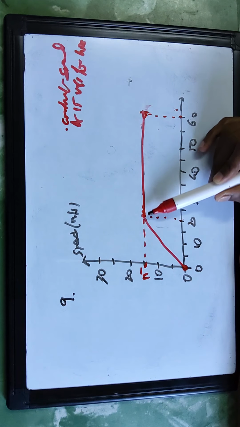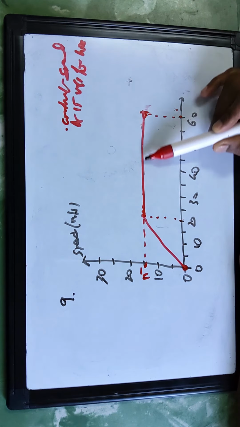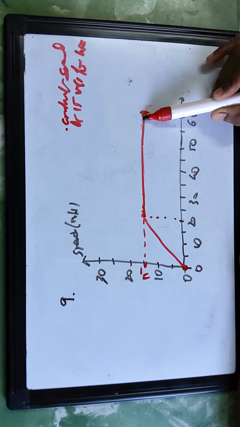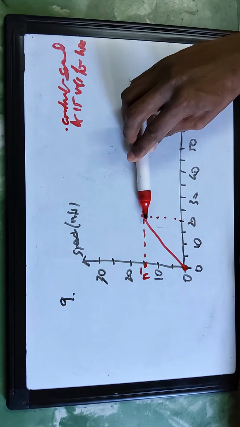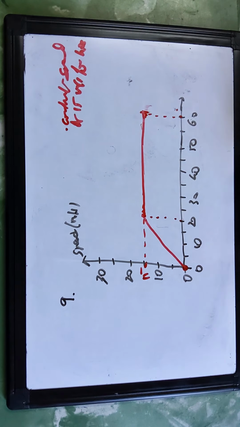So it is moving at constant speed, no acceleration. The gradient actually is acceleration. So no acceleration here, the gradient is 0. No acceleration means constant speed. All right. So this is the shape of the speed-time graph.